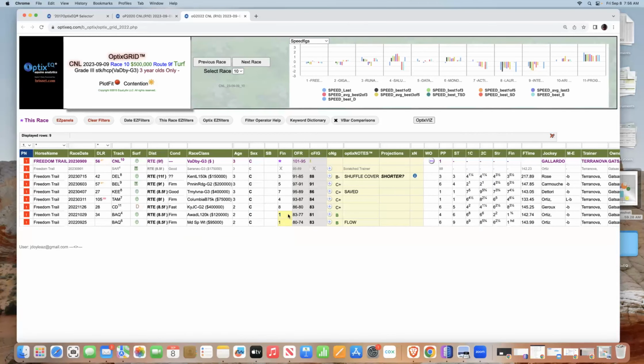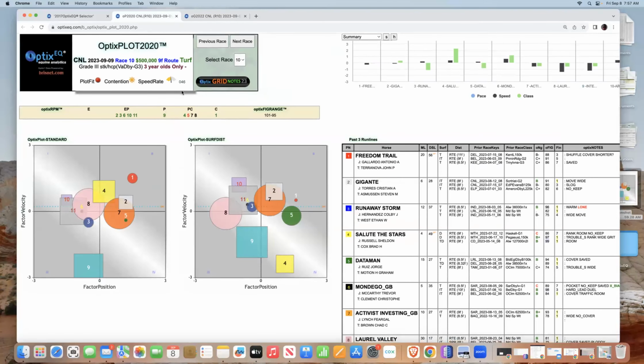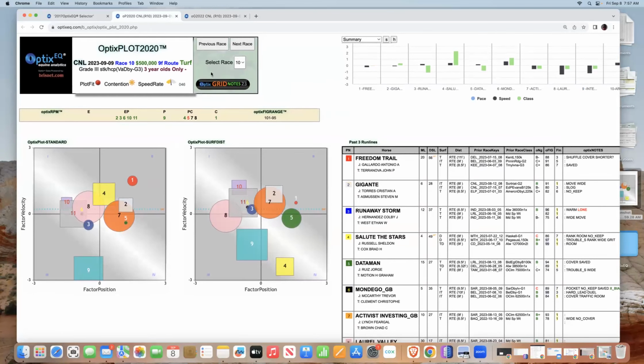His 2-year-old form is his 2-year-old form. Horses aren't as developed then. So there's upside to this horse, Freedom Trial. I think he can really fit into the race at a nice price, at least underneath, and possibly upset. It's kind of a long shot.